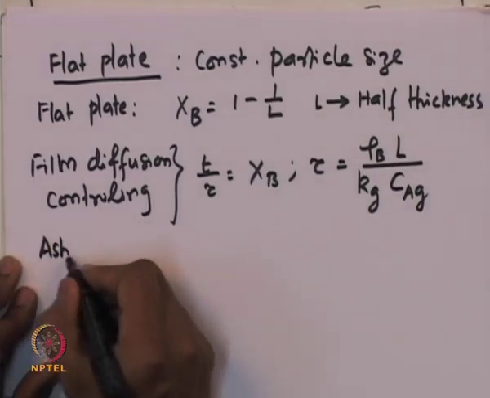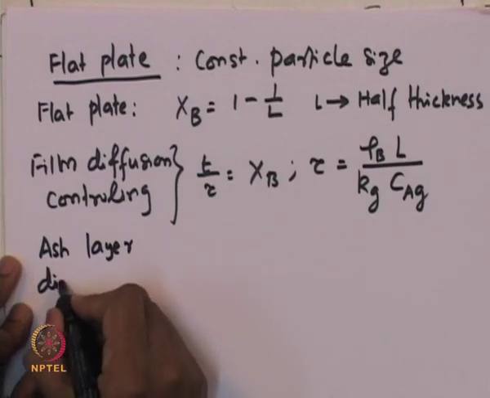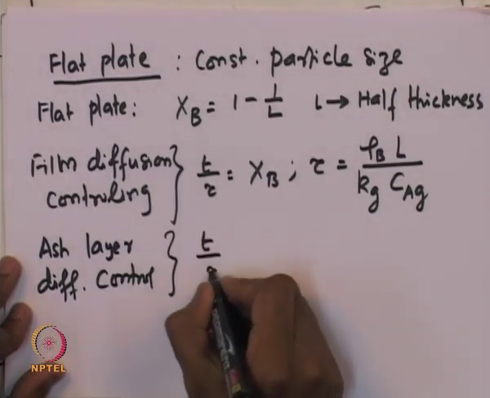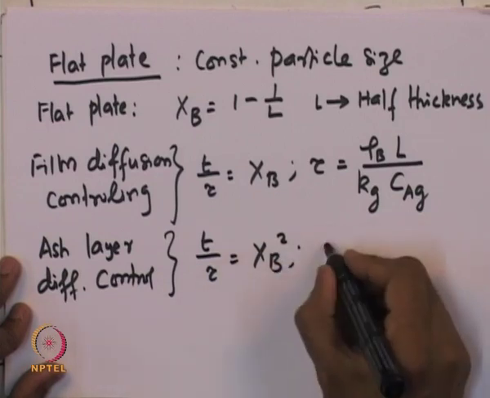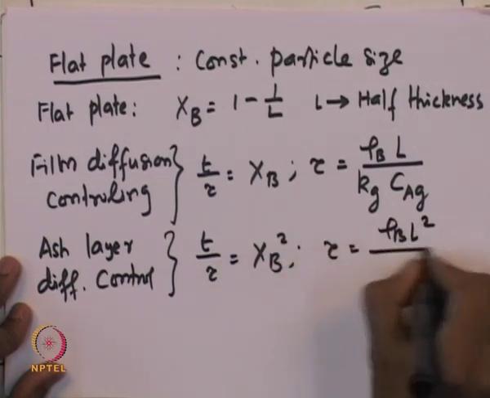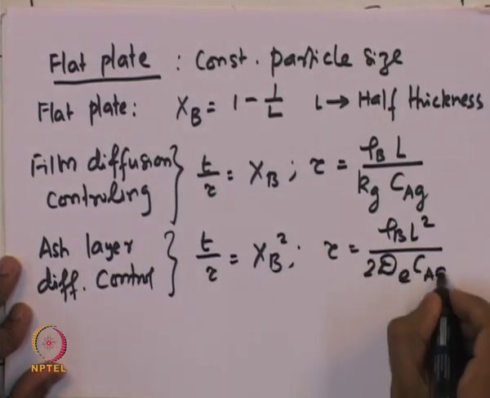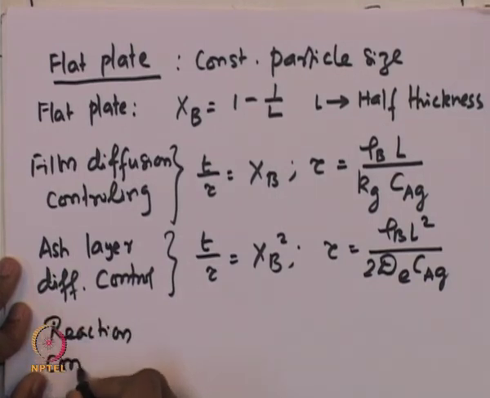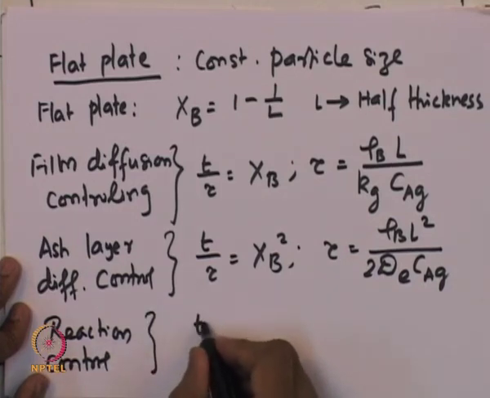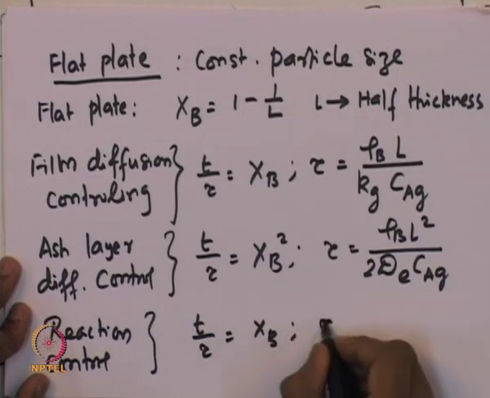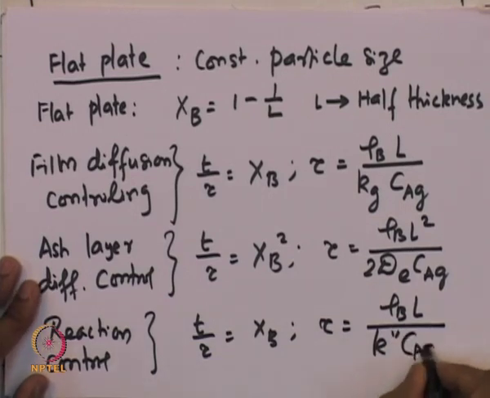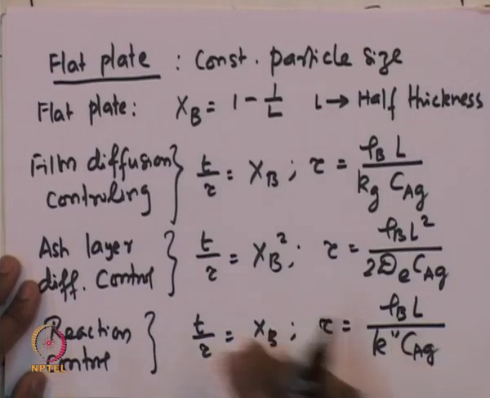If it is ash layer diffusion control, then t by tau is essentially given by X_B square, where tau is given by rho_b L square divided by 2 times diffusivity times concentration of the species in the gas phase. And if it is reaction controlled, then t by tau is simply given by X_B and tau is given by rho_b L divided by k double prime, which is the intrinsic rate constant, multiplied by C_AG. k double prime is the intrinsic specific rate and C_AG is the corresponding gas phase concentration.